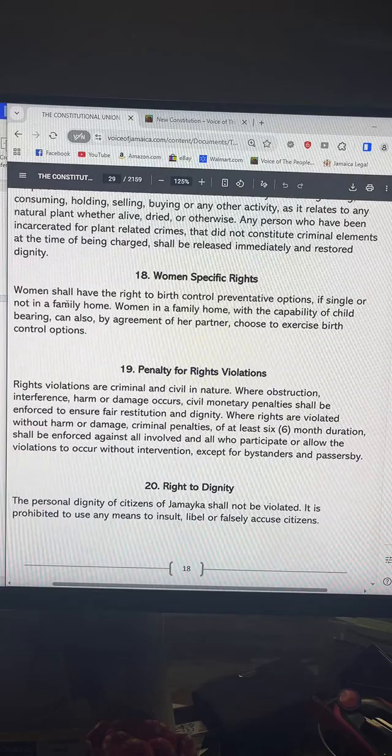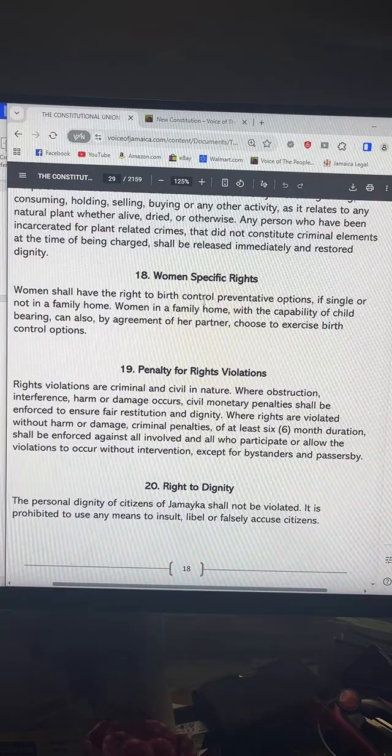Women-specific rights. Women shall have the right to birth control preventative options if single or not in a family home. Women in a family home with the capability of childbearing can also, by agreement of her partner, choose to exercise birth control options.